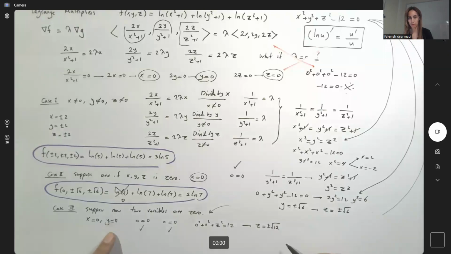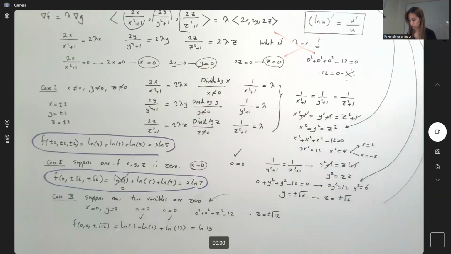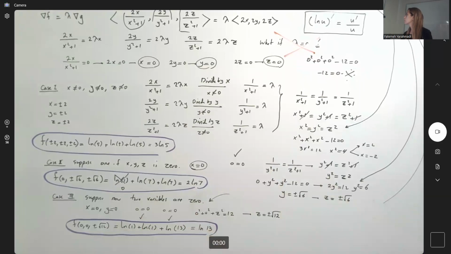I'm going to go back to my function. My function, f of 0, 0, and plus minus square root of 12 is equal to ln of 1 plus ln of 1 plus ln of 12 plus 1, which is ln of 13. So we have three output values for our function. We need to compare these. You can use a calculator. Let us use a calculator.